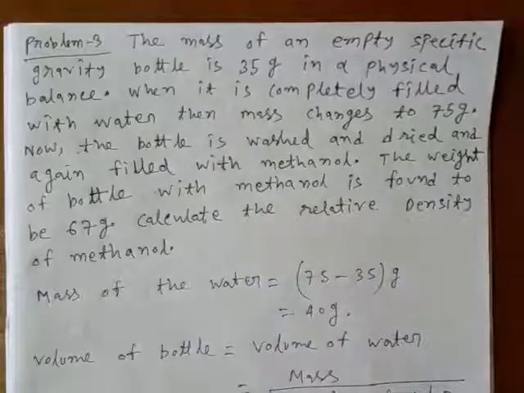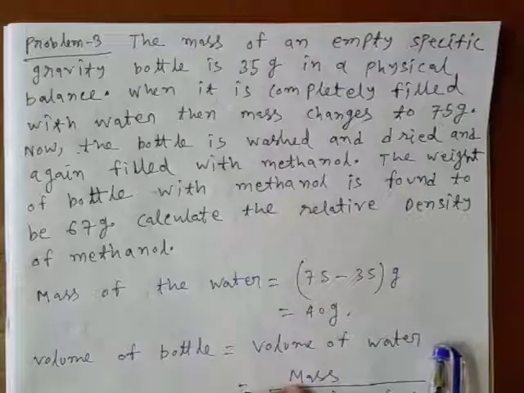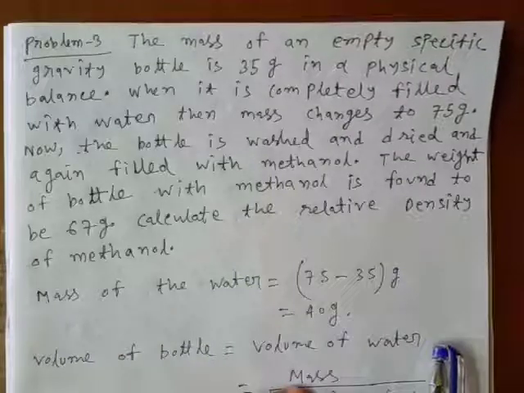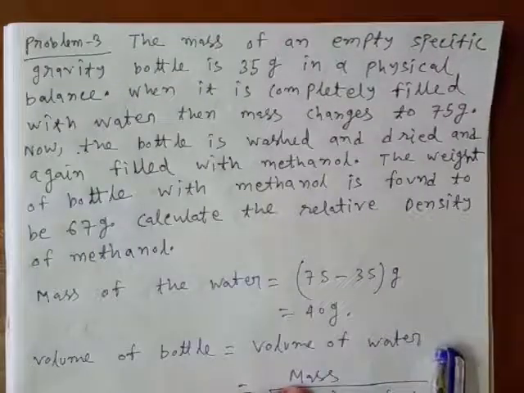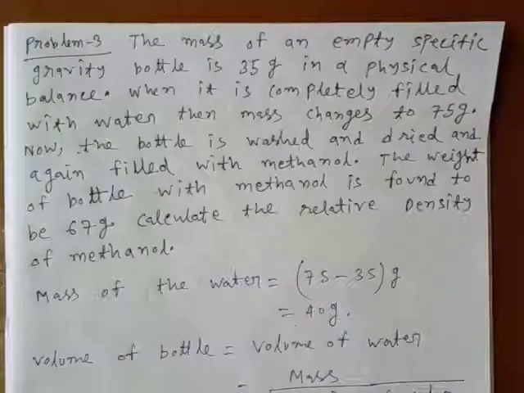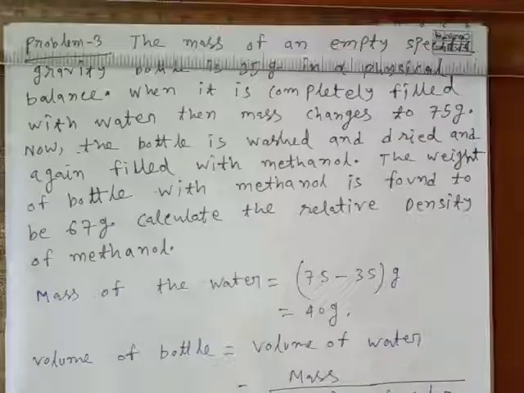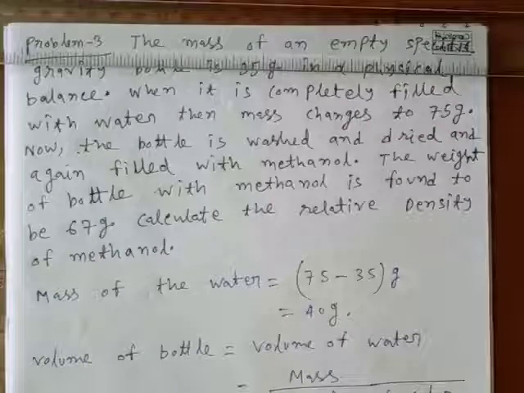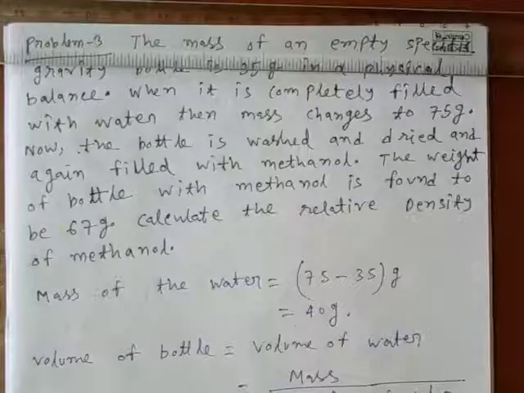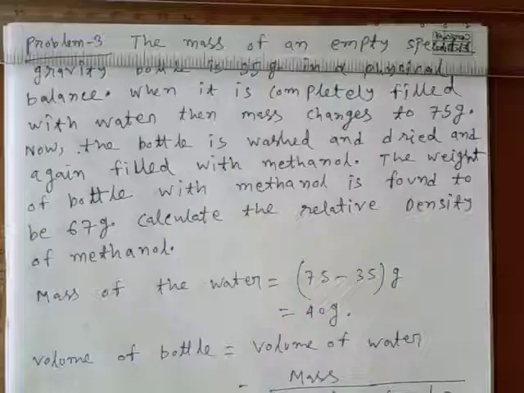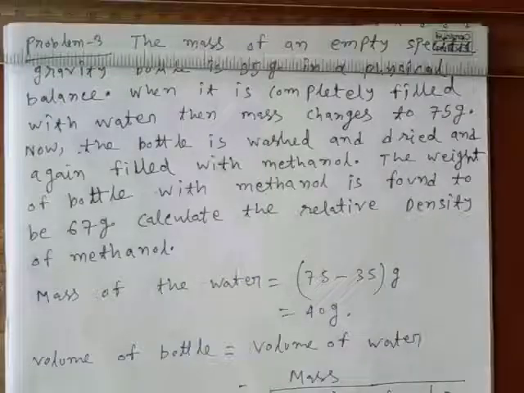Now this is our third problem. See, the mass of an empty specific gravity bottle is 35 gram in a physical balance. When it is completely filled with water, then mass changes to 75 gram. Now the bottle is washed and dried and again filled with methanol, and weight of the bottle with methanol is found to be 67 gram. Now calculate the relative density of methanol.